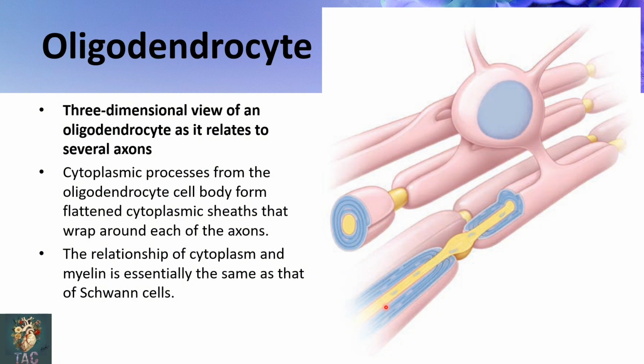Also remember, the relationship of cytoplasm and myelin is essentially the same as that of the Schwann cells, meaning that it has an inner collar of the cytoplasm as in the peripheral nervous system. It has Schmidt-Lanterman clefts. It has an outer collar of the cytoplasm and also the perinodal cytoplasm. Also, you can see that during the process of myelination it is forming major dense lines and intraperiod lines as well.